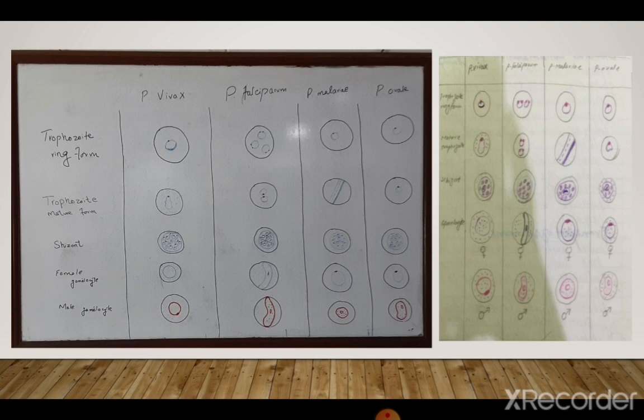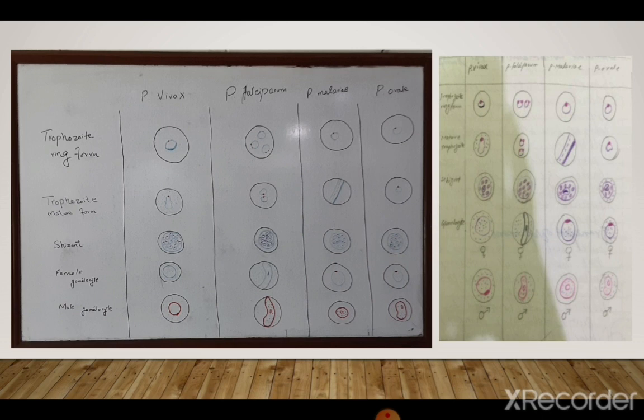Now next one is the trophozoite mature form of Plasmodium vivax. It is amoeboid in shape. Falciparum is compact, in case of malariae it is like a band, and ovale is slightly amoeboid. Next is the schizont of Plasmodium vivax. The schizont stage of Plasmodium vivax completely fills the RBC, and it contains merozoites within that schizont.